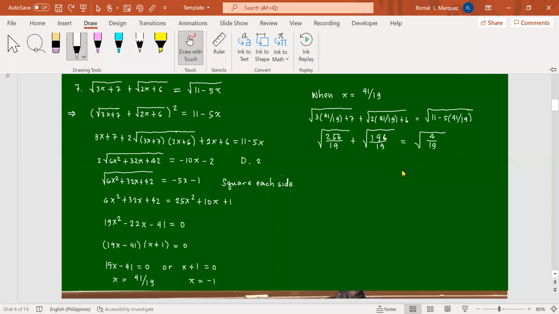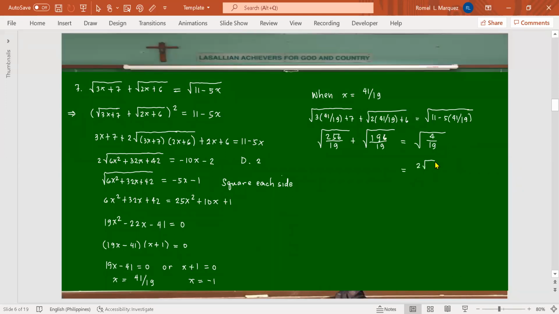When simplified, 2 square root of 19 over 19, correct? We multiply this by square root of 19 over square root of 19 to rationalize. So 19 here, then square root of 4 is 2, square root of 19. Then, when you rationalize, you will have both 19. So, the first one, let me rationalize first.